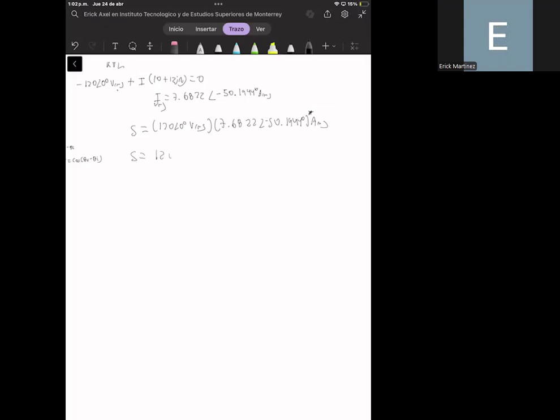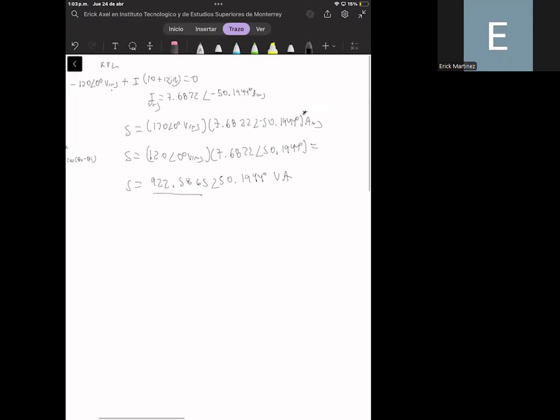We have 120 with an angle of 0 degrees volts RMS multiplied by 7.6822 with an angle of 50.1944 degrees. And this is equal to 922.5865 with an angle of 50.1944 degrees, and these are volt ampere, okay? And this is the apparent power.